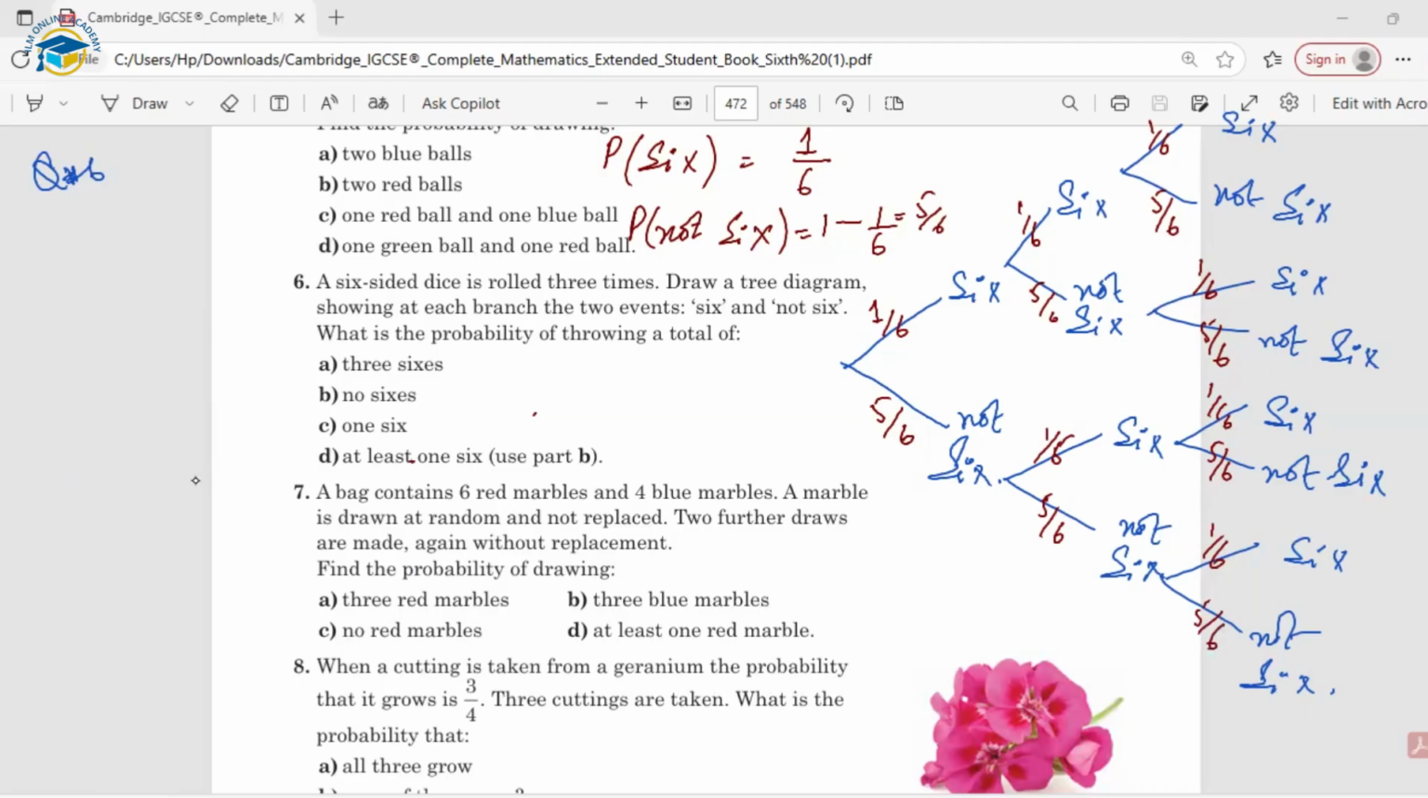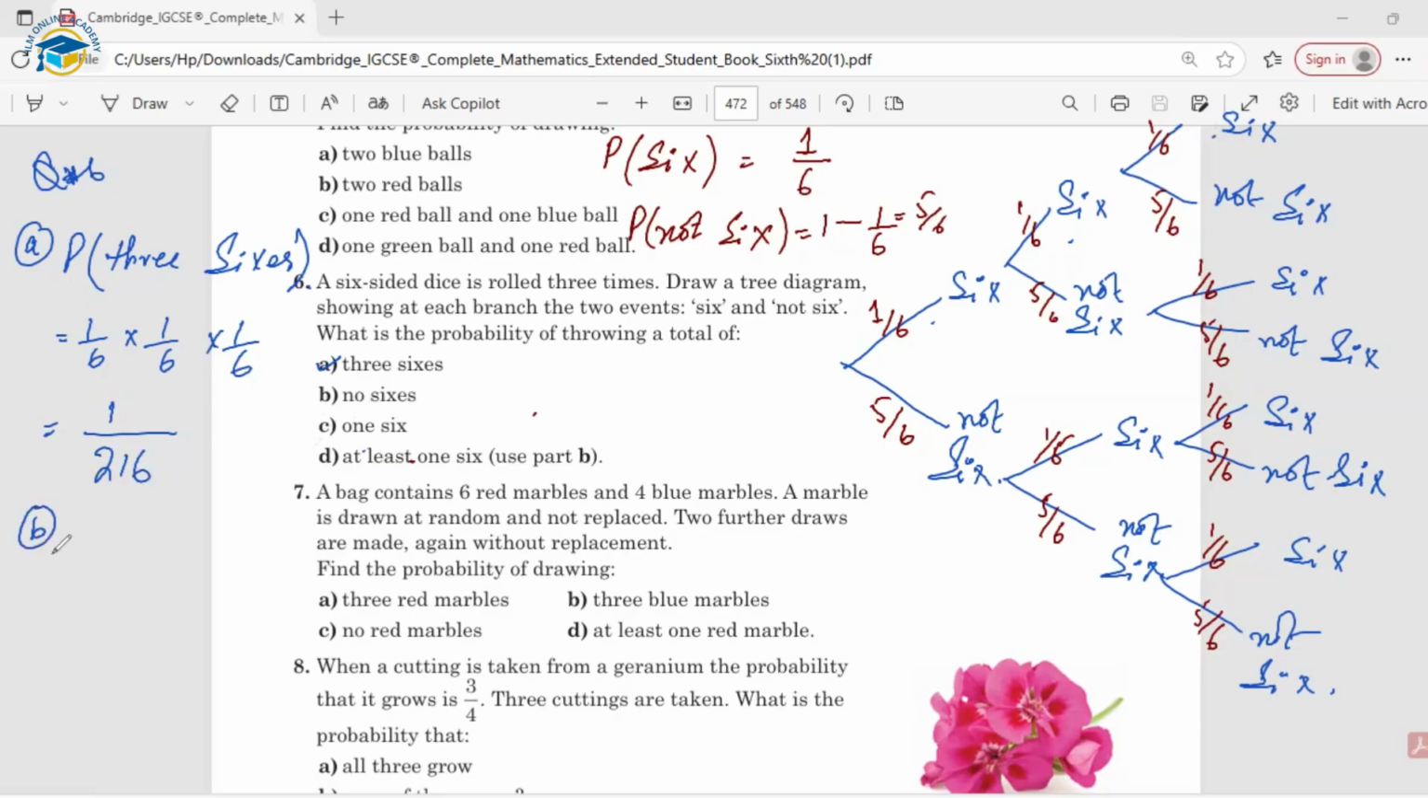So moving towards part number A, they're saying we need to find the probability of getting 3 sixes. A part, probability of 3 sixes: first 6, second 6, third 6. So 1 over 6 times 1 over 6 times 1 over 6, because I'm moving within one branch. I'm going to multiply all these together, all the probabilities of getting a 6. So 6 multiplied 3 times will be 216. Okay.